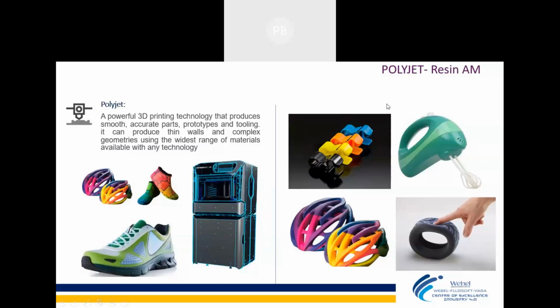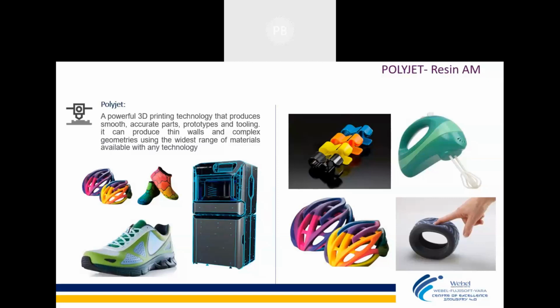Any questions on FDM and Polyjet printing? Yes, Polyjet uses a resin category of material. Polyjet deposits resin, and no heat is given. It's a liquid-based material. Polyjet fires the liquid material through the jets and deposits it into the machine. Polyjet also uses a curing process.